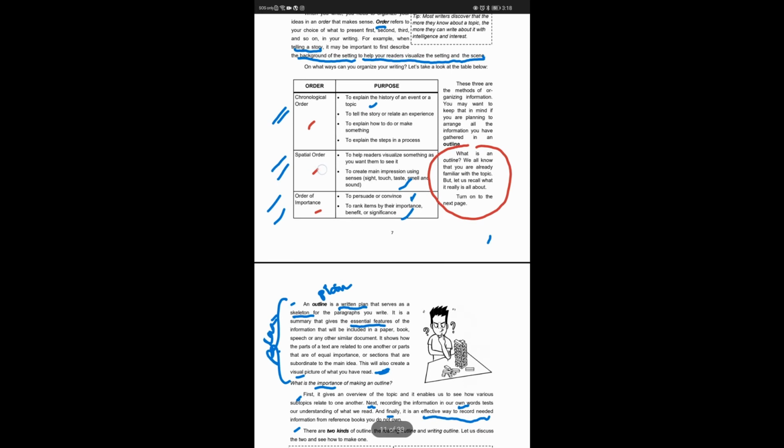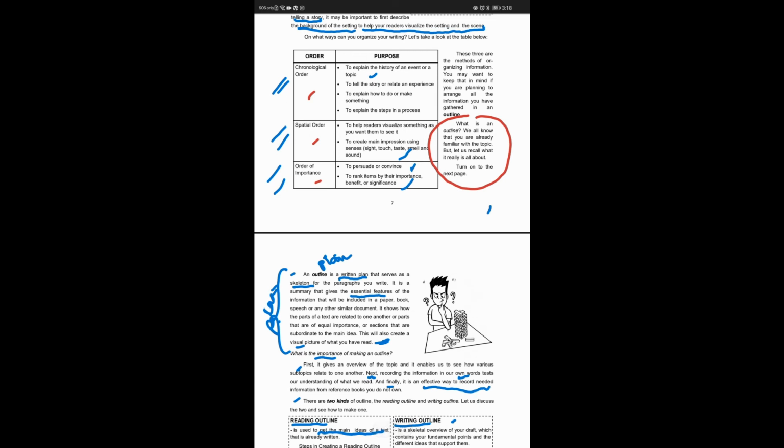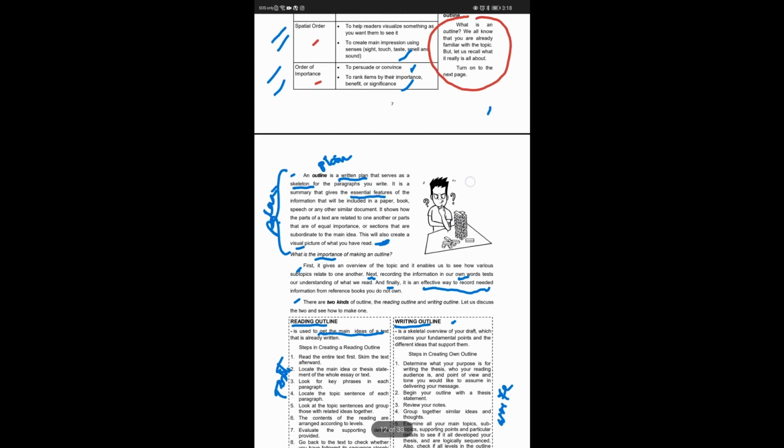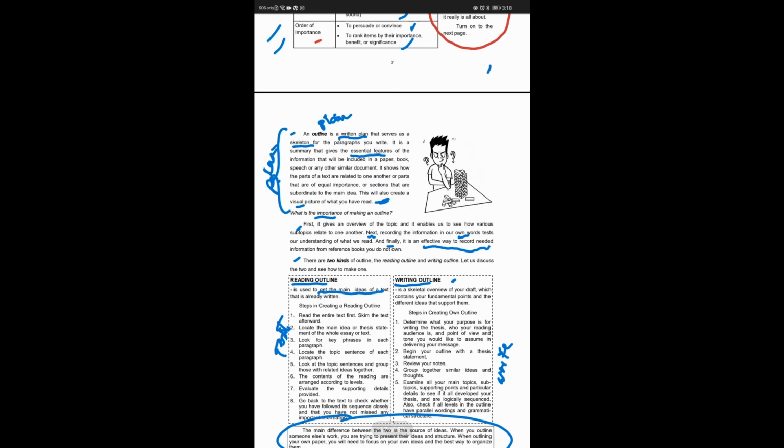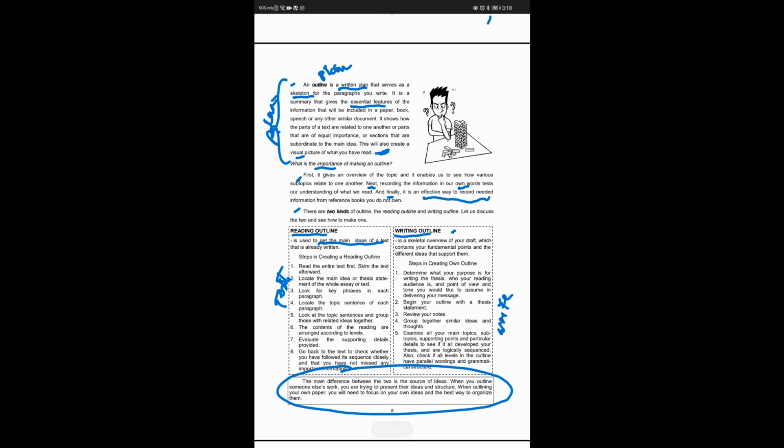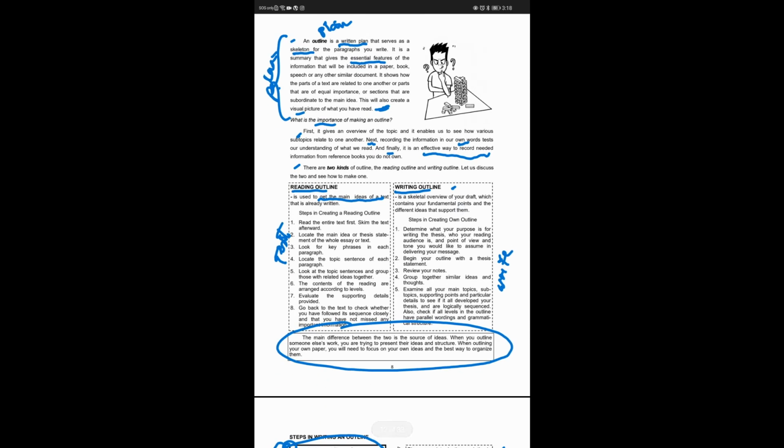And then spatial order naman is used when you want your readers to imagine or visualize something in their mind. Okay? And then order of importance is used when you are arranging information that will help you persuade or convince your reader to believe in something that you are proposing. Okay? And then all these ways or orders in organizing your information are necessary in making an outline. Again, an outline is a written plan. It's the skeleton of every paper. Okay? It helps you visualize the main ideas, the supporting ideas of the whole paper.